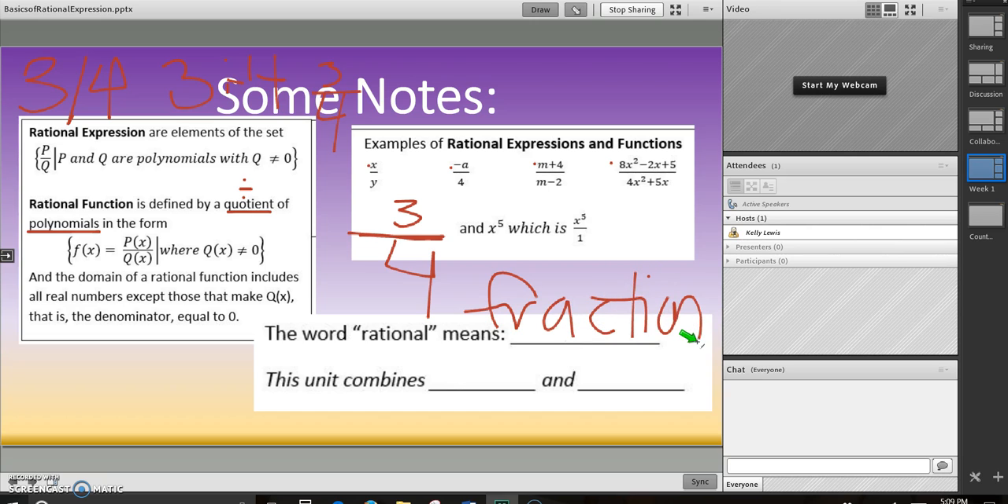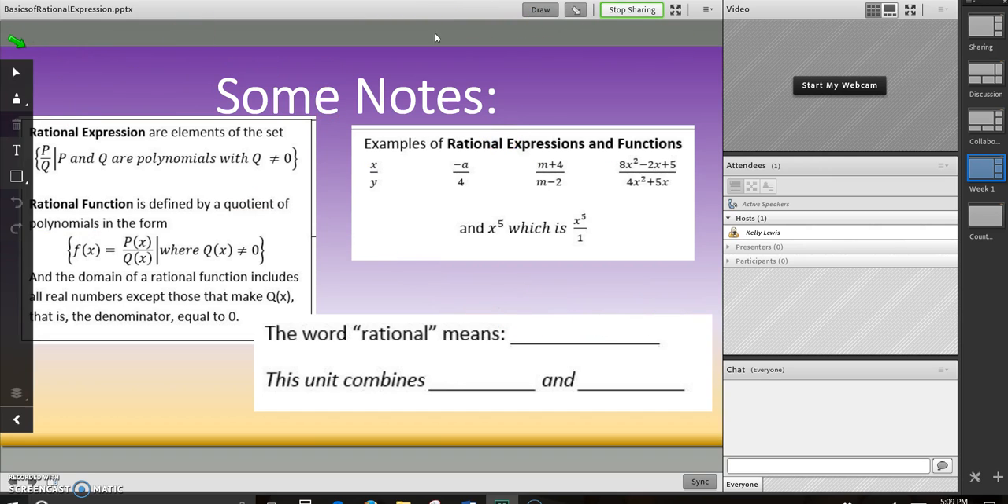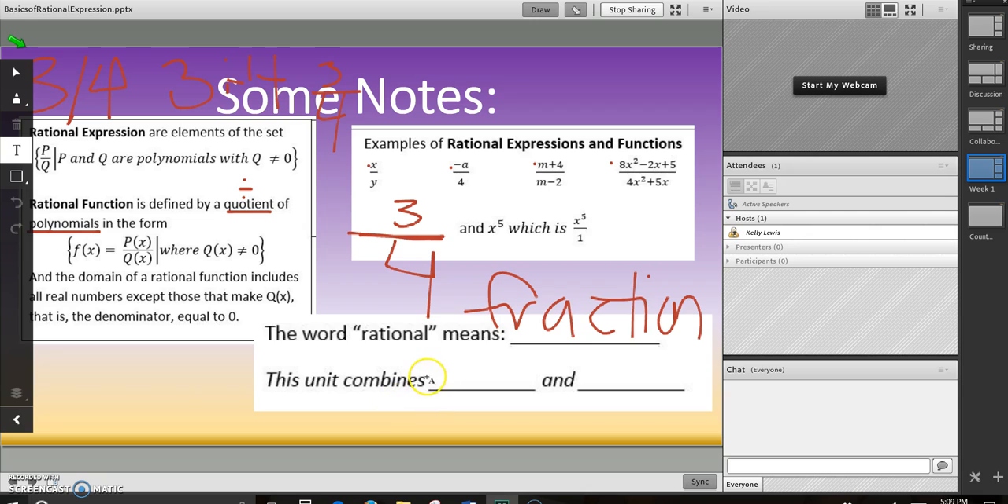And so this unit combines two of y'all's favorite math F words, right? Fractions and factoring. Okay, probably not really, but that's what we're going to do in this unit.